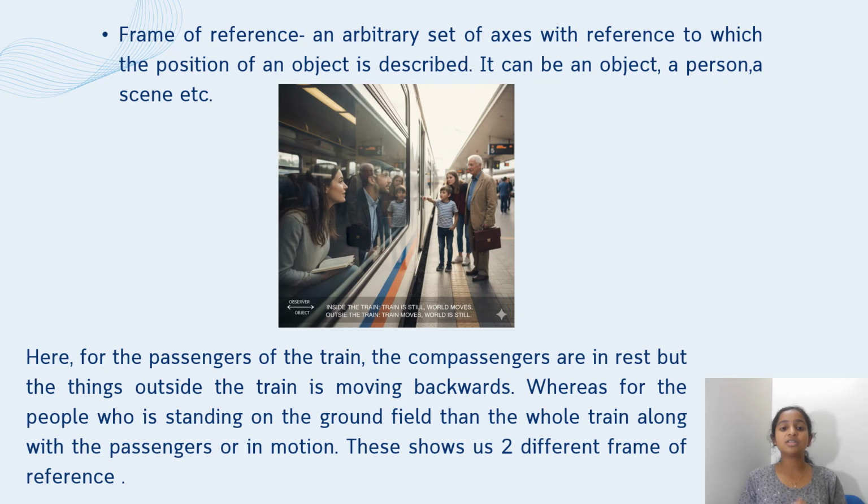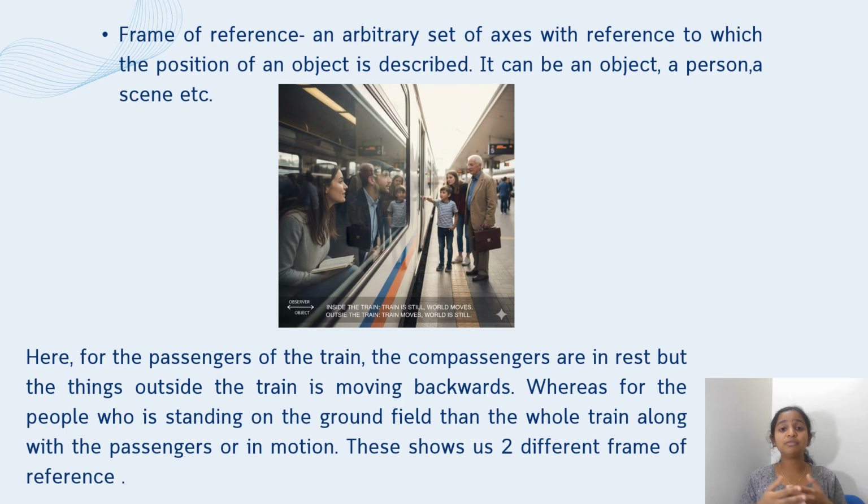Then it also depends on the frame of reference. That is, the motion depends on the frame of reference. So what is this frame of reference? Frame of reference can be defined as an arbitrary thing. That is, it's not a concrete thing. It is not something that is directly visible. It is an arbitrary thing, that is a mental idea. So it is an arbitrary set of axes with reference to which the position of an object is described.